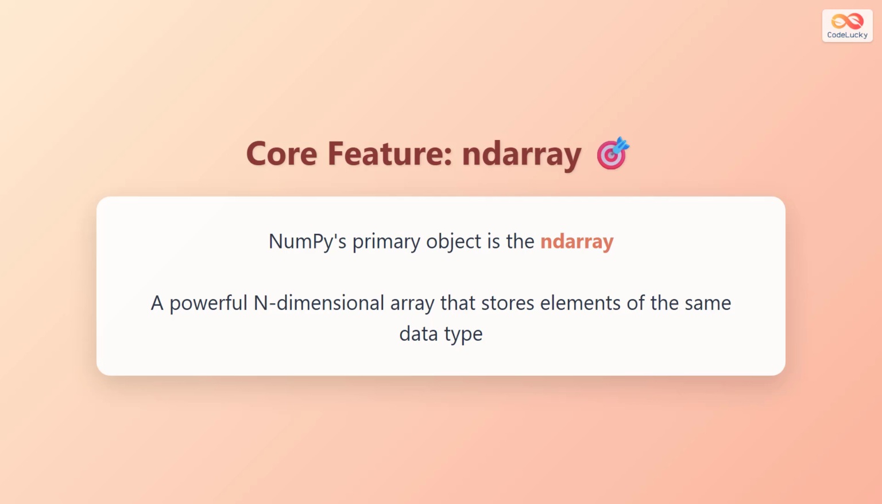At the heart of NumPy is a special object called the ndarray, which stands for n-dimensional array. This is NumPy's primary data structure. An ndarray is a powerful container that can store elements in multiple dimensions, whether it's a one-dimensional list of numbers, a two-dimensional table, or even higher dimensional data. The key characteristic is that all elements in an ndarray must be of the same data type, which is one reason why NumPy is so fast.